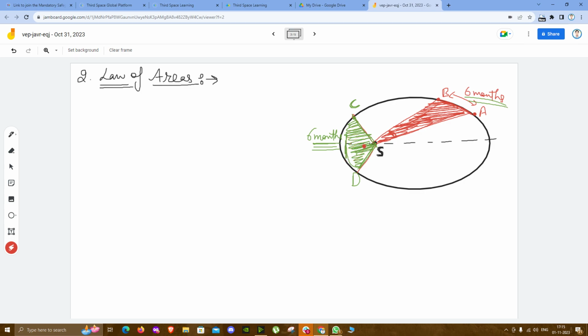Okay, so let me restate it. The line joining the sun and the planet sweeps out equal areas in equal intervals of time. Okay, equal area in equal interval of time. Which, what does it mean mathematically is the aerial velocity. Let me tell you, what is aerial velocity?